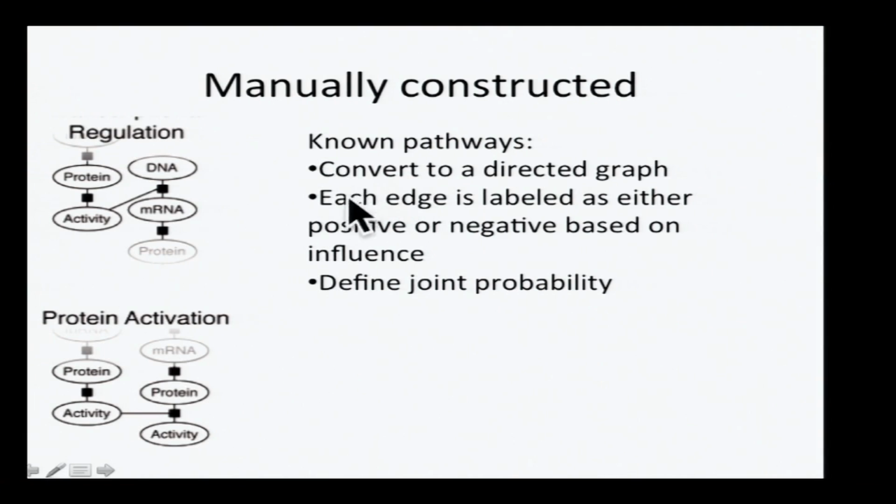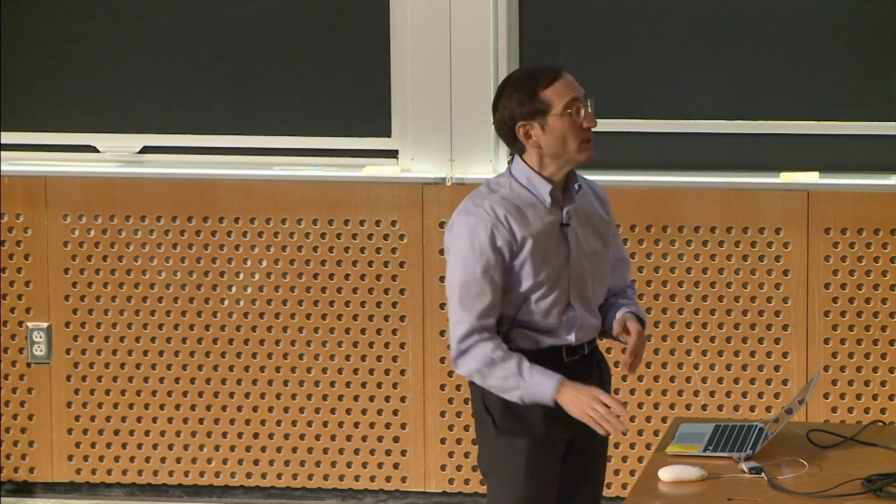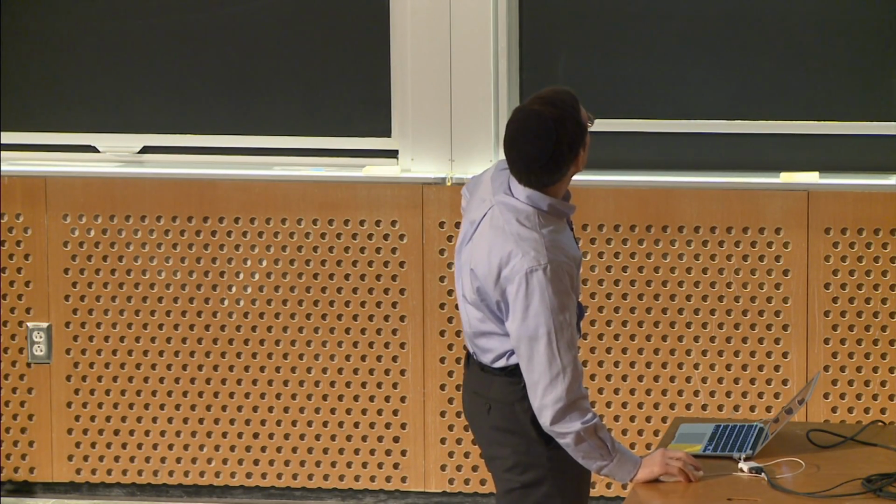So they convert the regulatory networks into graphs, and then they have to define some of the functions on this graph. They define the expected state of a variable based on the state of its parents, and they take a majority vote of the parents. So a parent that's connected by a positive edge, meaning it's an activator, if the parent is active, then it contributes a +1 to the child. If it's connected by a repressive edge, then the parent being active would make a vote of -1 for the child. And you take the majority vote of all those votes. So that's what this says.